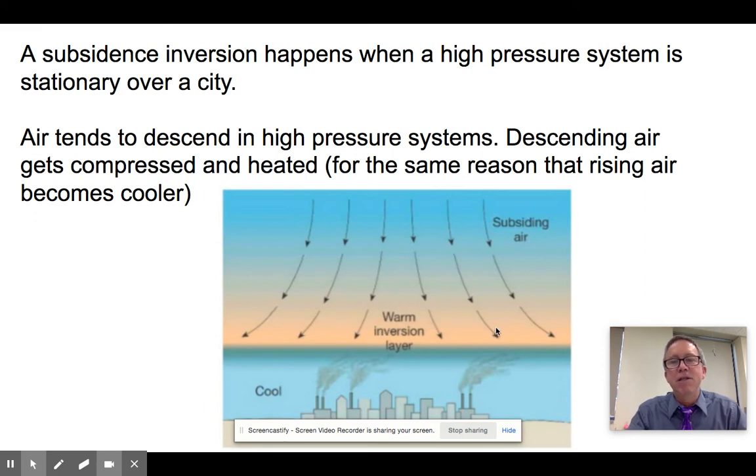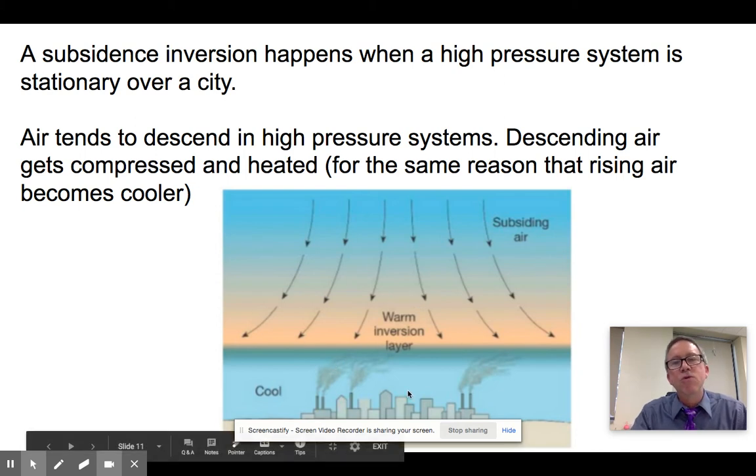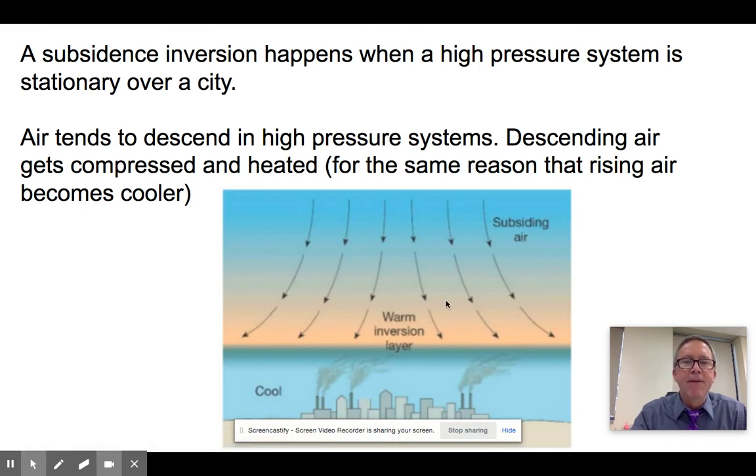And so we get this layer of warm air forming above the ground, not because the ground cooled down, but because the descending air heated up. And then it got so warm it couldn't get through the colder air below. Now these things are really nasty because these high pressure systems can last for weeks.